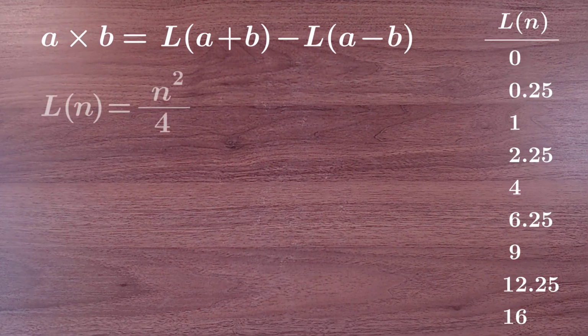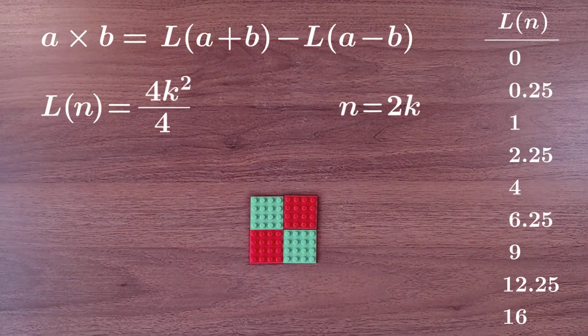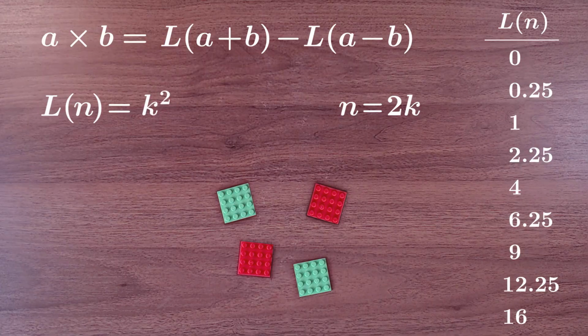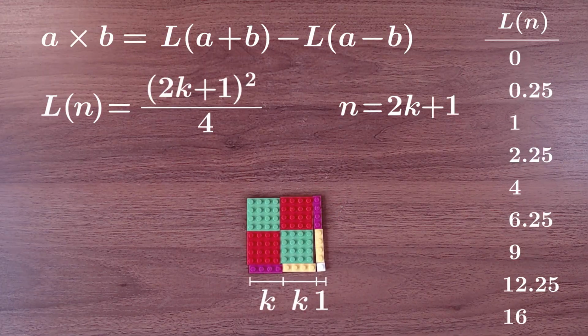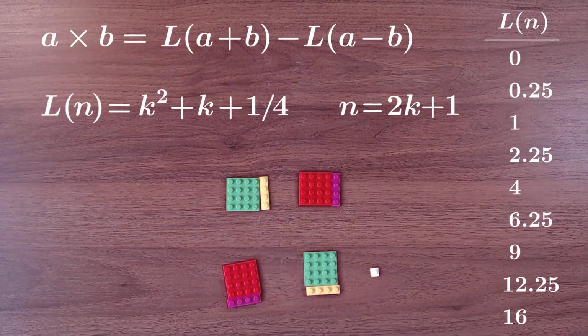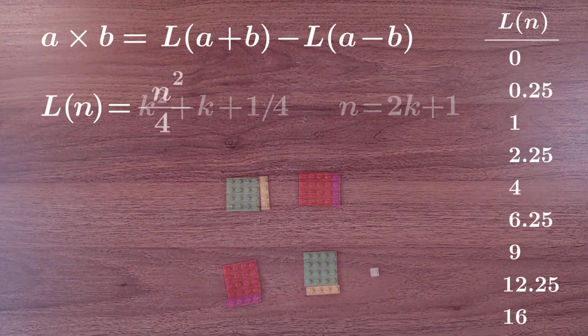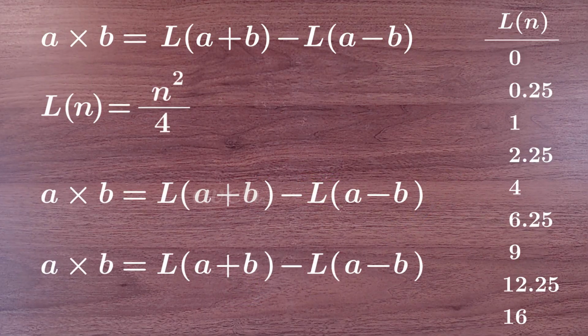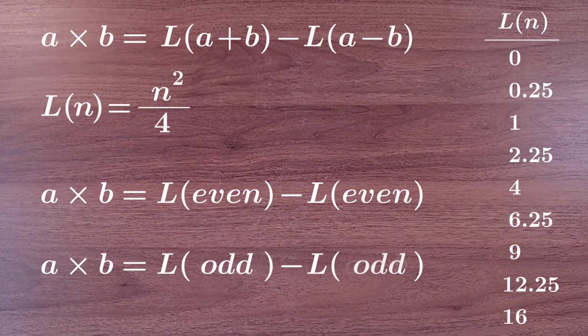Alright, so maybe you have noticed that all the even entries in the table contain integers, but that all the odd ones contain a number that ends in 0.25. And that's because an even number n can be expressed as 2k, and the square of that is 4k squared, which can be divided exactly by 4 into k squared. But for an odd entry n, 2k plus 1, the square is 4k squared plus 4k plus 1, which divided by 4 gives an integer and a remainder of 1. Another important thing to note is that if a plus b is even, then so is a minus b. And that if a plus b is odd, so is a minus b.